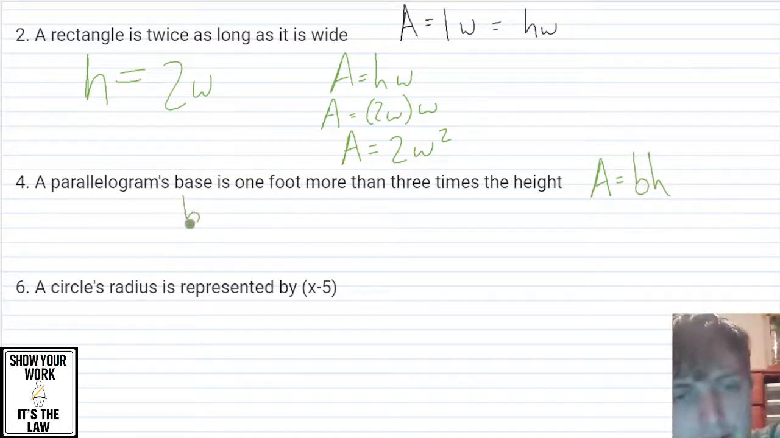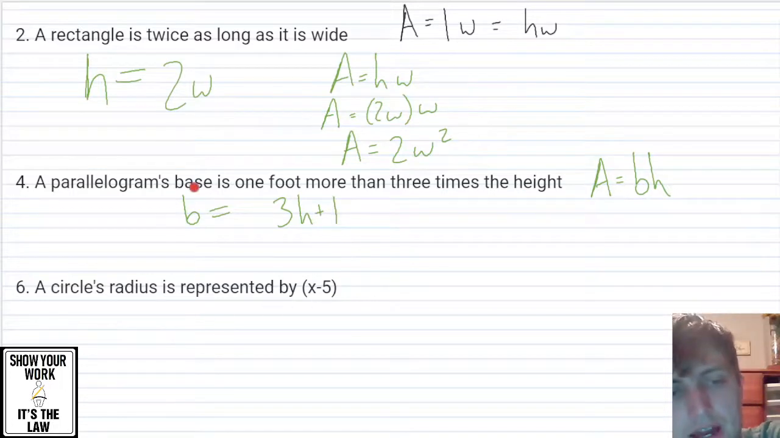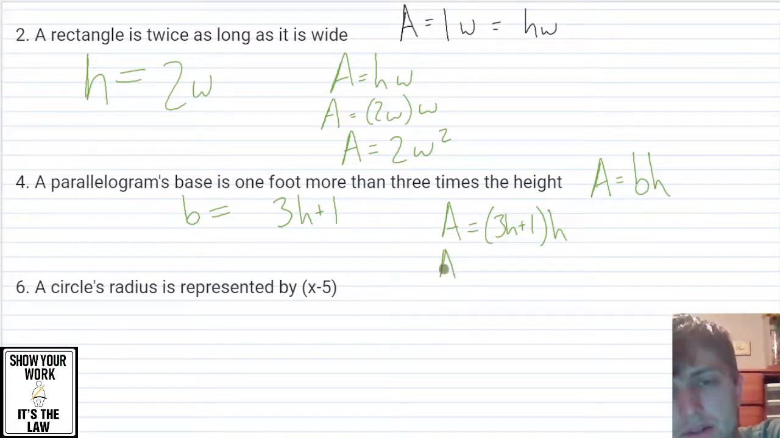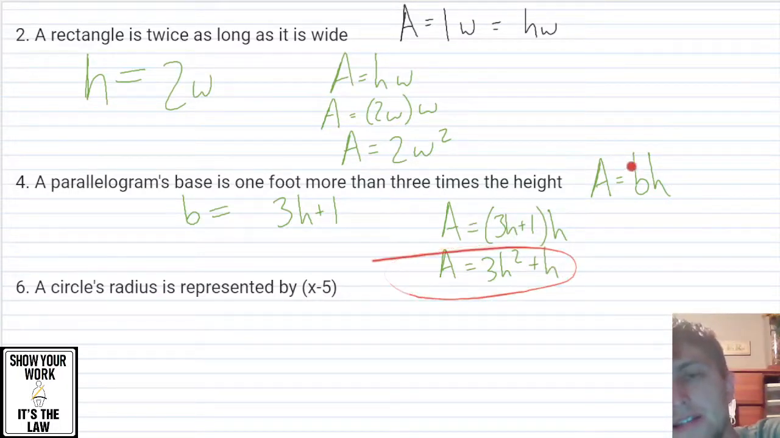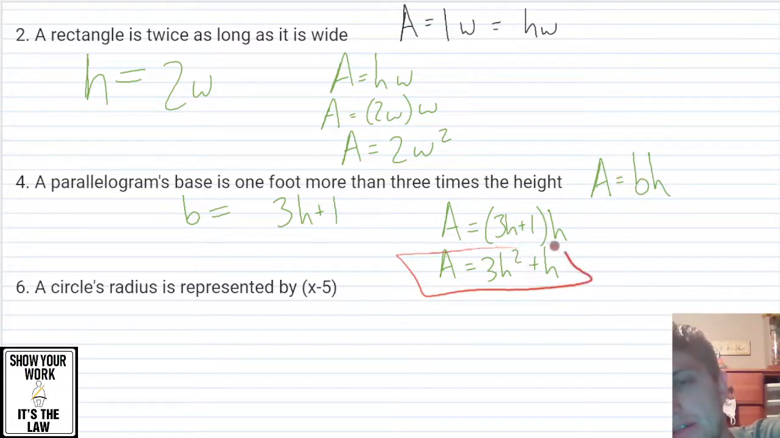So it says the base is 1 foot more than 3 times the height, or in other words, 3 times the height plus 1. 3h plus 1. All right, so now that we have singled out one of our variables, we can substitute. So A equals, substitute in the b, (3h plus 1) times h, and then simplify, we just distribute that h: 3h squared plus h. And once again, we've rewritten the area formula. Instead of writing it in terms of 2 variables, we now have it in 1 variable. So we only need to know one thing in order to figure out what the area is.